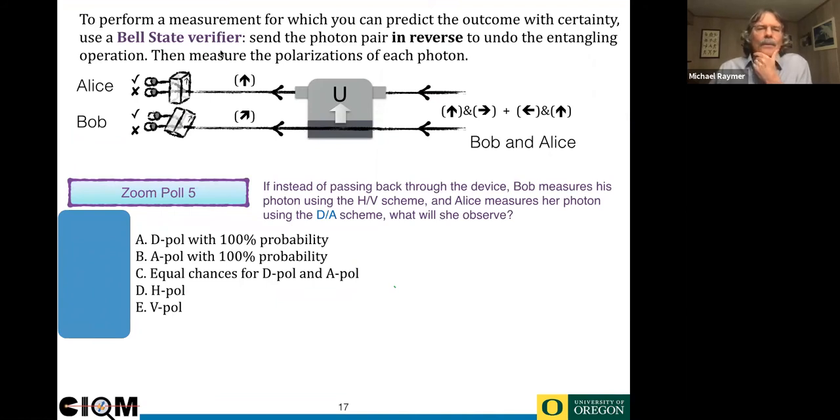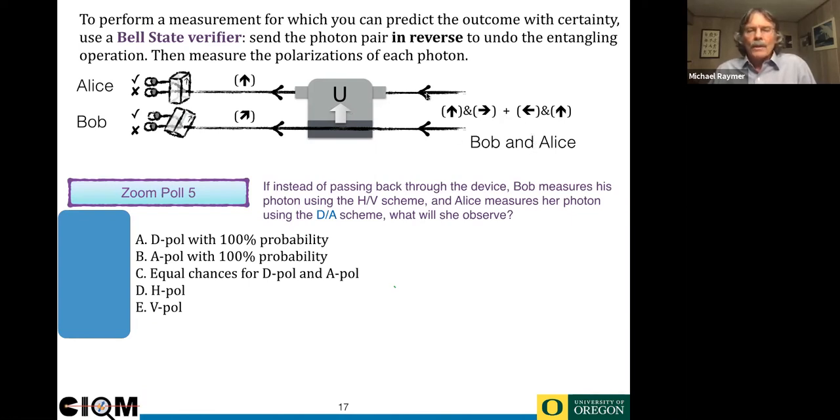Now we're going to do something in the reverse called the Bell state verifier. Previously, if we ran photons from left to right, that was called a Bell state generator. But if we start on the right-hand side with a Bell state, let's say we produced it by using one of these devices, and over here on the right we want to verify, is this really the Bell state? How can I do that?